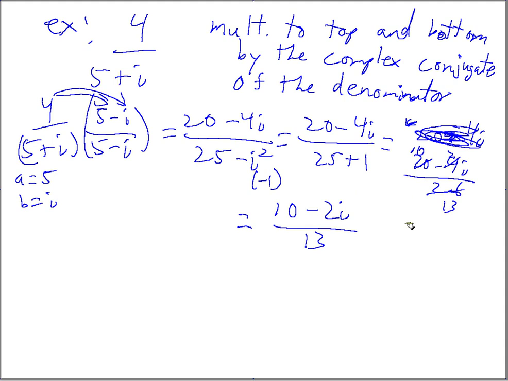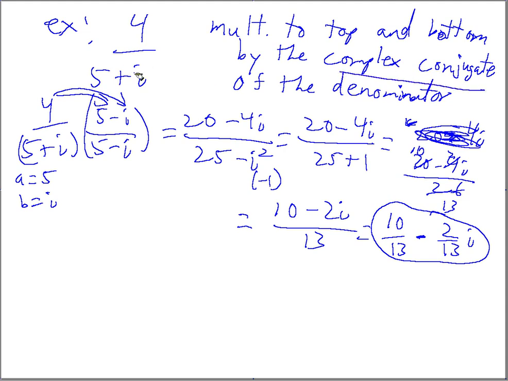If you were to write this in a plus bi form, it'd just be 10/13 minus 2/13 i. So that's in the standard form, a plus bi. But the theme is what? To get rid of the complex number on the bottom, or divide by it in this case, we're multiplying top and bottom by the complex conjugate of the denominator.